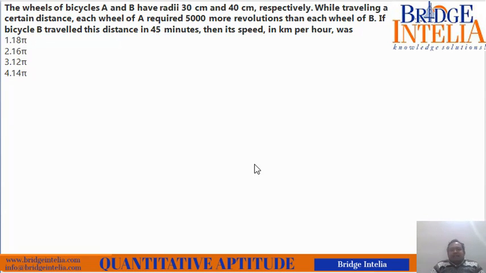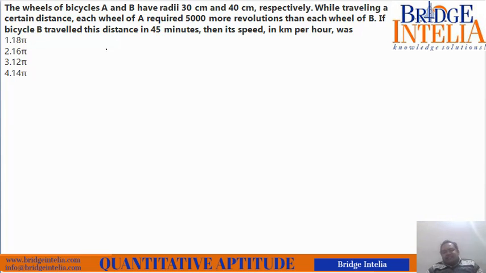The wheels of bicycles A and B have radii 30 centimeter and 40 centimeter respectively. While traveling a certain distance, each wheel of A required 5,000 more revolutions than each wheel of B. If bicycle B traveled this distance in 45 minutes, then its speed in kilometers per hour is equal to what?